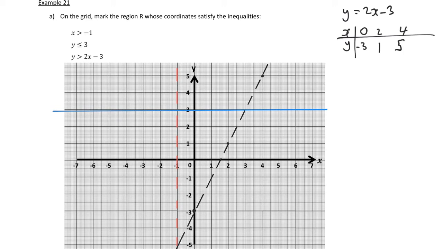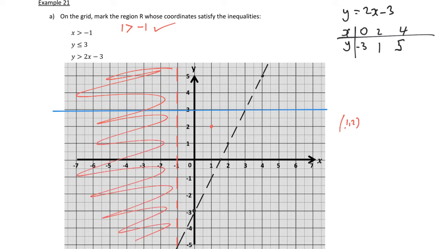So now we need to decide about shading. So we need to pick a point, and I'm going to pick a convenient point for all 3. So I'm going to pick 1, 2. And we substitute those values into each of the inequalities. So the first inequality is x is bigger than minus 1, so it's involving the x value. So that's going to be 1 is bigger than minus 1, which is true. So 1, 2 is on the true side of the dashed line, so we're going to shade everything outside of that.